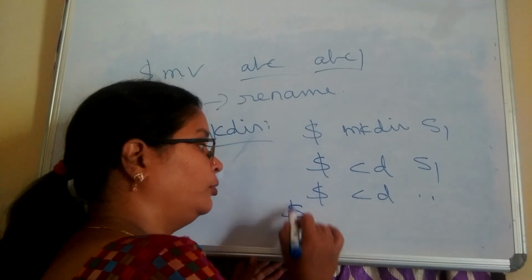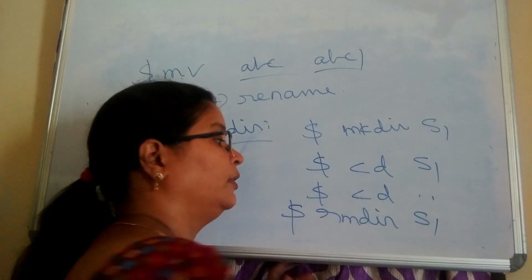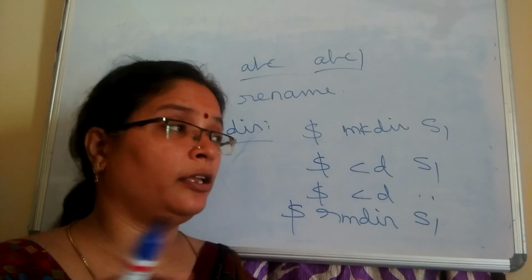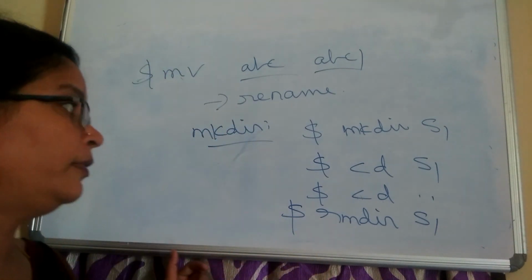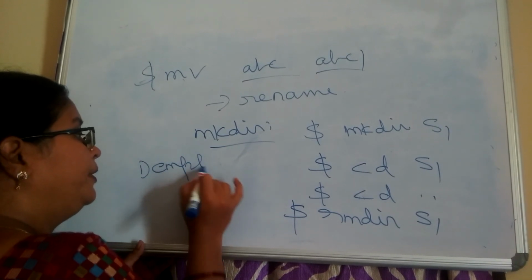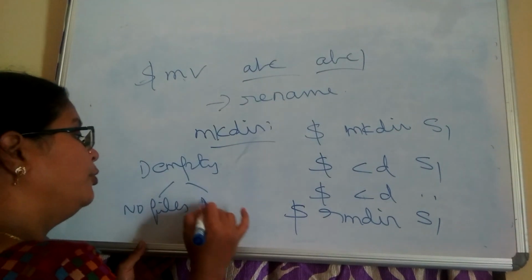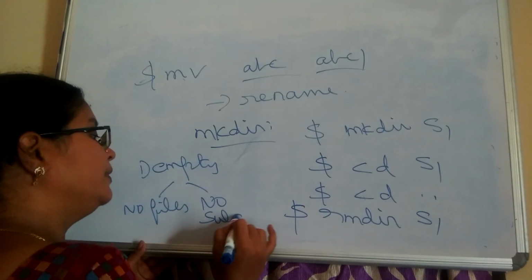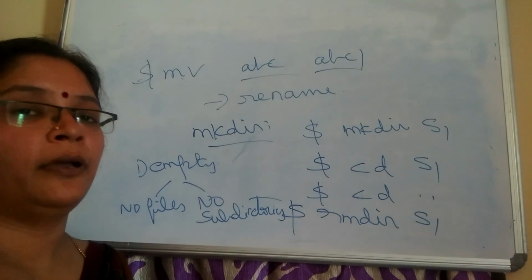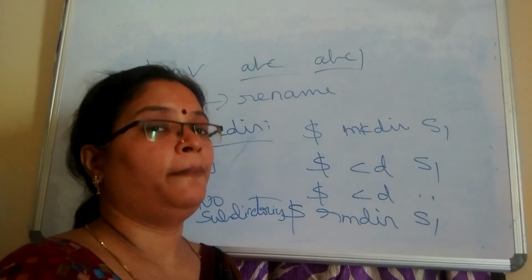Next, if you want to remove the directory, that is rmdir s1. Directly the directory named s1 will be removed. But you need to remember one thing: before removing, the directory must be empty. That means no files and no subdirectories will be in it. You must remember this rule whenever you want to remove a directory with rmdir.